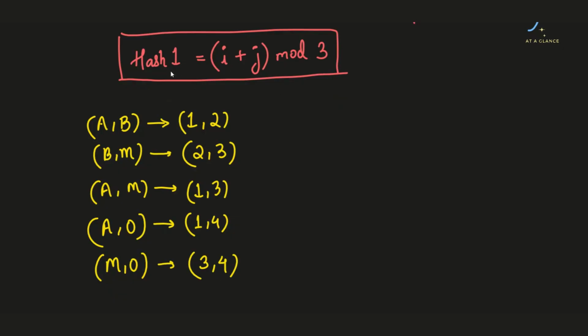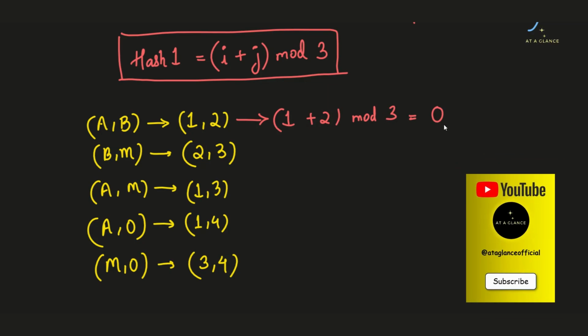Now we'll have to use this particular hash function. We have the values i and j. We'll have to calculate the hash value of every single pair, starting with this particular 1 and 2. So let's write 1 plus 2 modulo 3. Now, after calculating this, we get the answer as 0. Why? Because 1 plus 2 is 3 and 3 modulo 3, when we divide 3 by 3, we get the remainder 0.